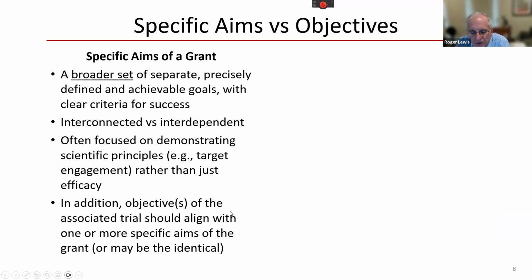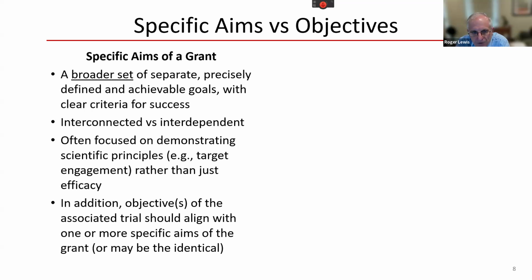So, as I mentioned before, a common area of some confusion is the difference between specific aims and objectives. So, the specific aims of a grant are a relatively broad set of separately and precisely defined and achievable goals with stated metrics for success for each of those specific aims.